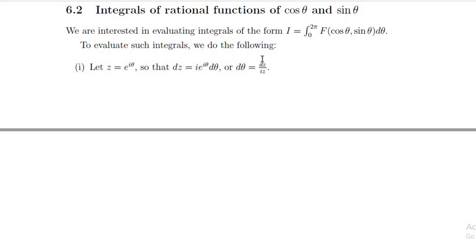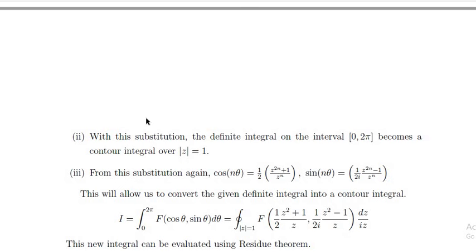To evaluate such integrals, there is a procedure. Consider z equal to e raised to i theta. Then we can find dz by d theta, that is equal to i e raised to i theta, or d theta equal to dz by iz. With this substitution, the definite integral on the interval 0 to 2 pi becomes a contour integral over the unit circle mod z equal to 1.